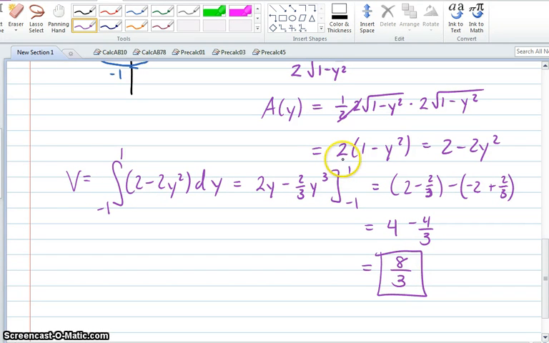Because tomorrow we're going to be actually doing something different with volumes. We're not going to be doing cross sections, we're going to be doing something completely different. So hopefully you're getting a handle on this.